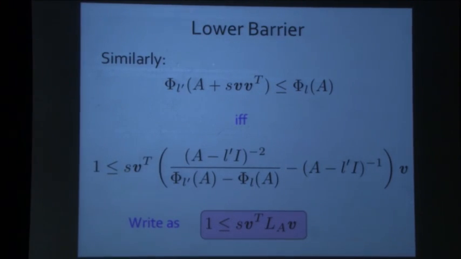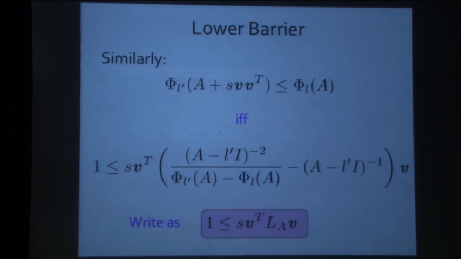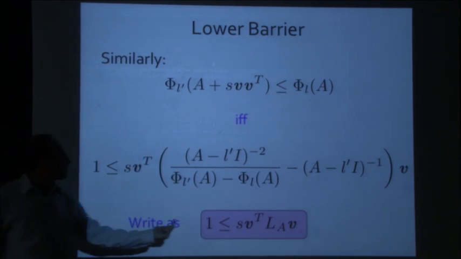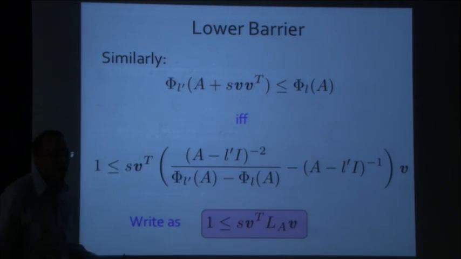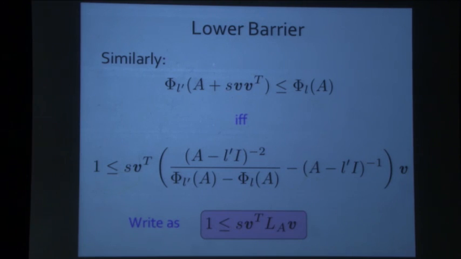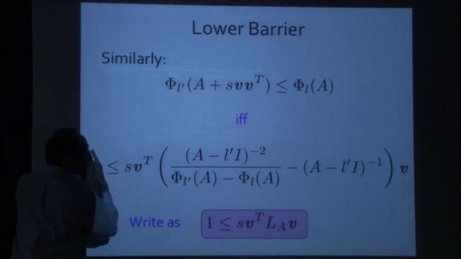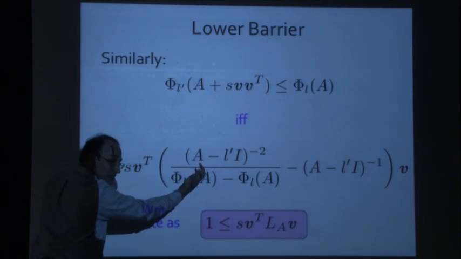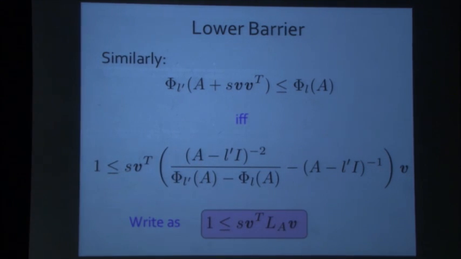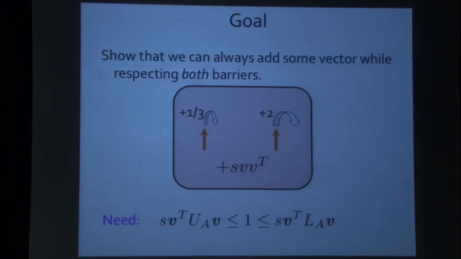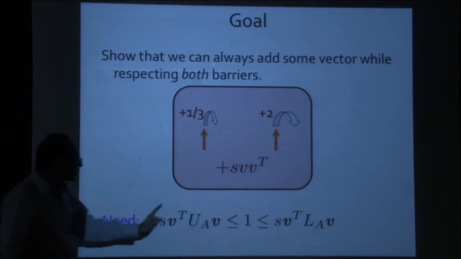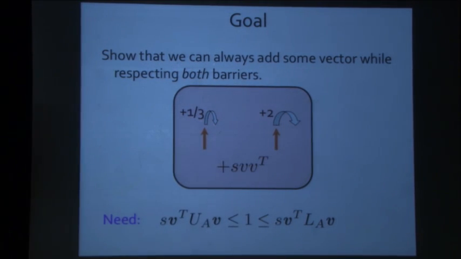You can do the same thing for the lower barrier. But here it's the other sort of condition. Here you can add a vector v times a scaling factor s if and only if you get a quadratic form that's at least 1. This is because, again, for the lower barrier, you want to push the eigenvalues away from the lower barrier, so you need to add at least some amount of that vector in order to move the barrier forwards. Now, what we need to do is show that we can do both. We need to pick a vector v and a scaling factor s so that 1 sits between both of these quadratic forms.